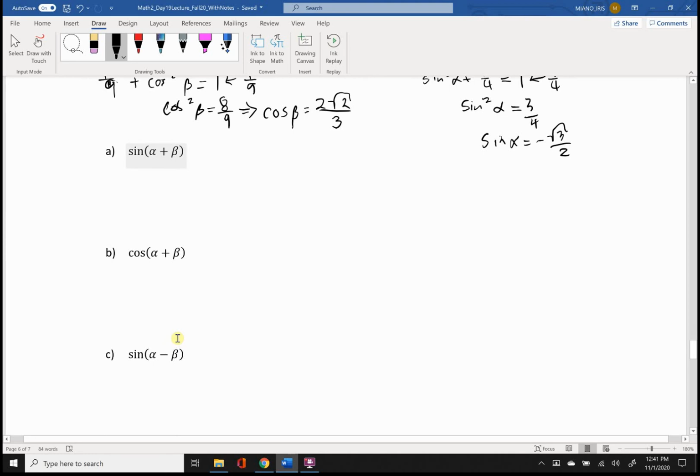Okay, so let's start with part A, sine of alpha plus beta. So we could do the chant: sine, cosine, cosine, sine.